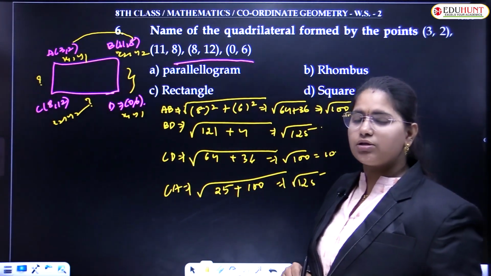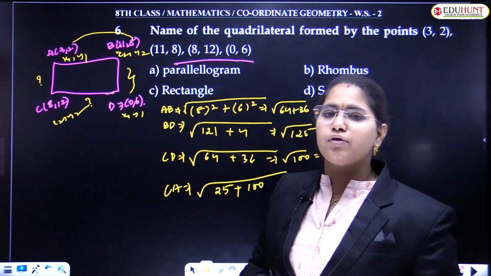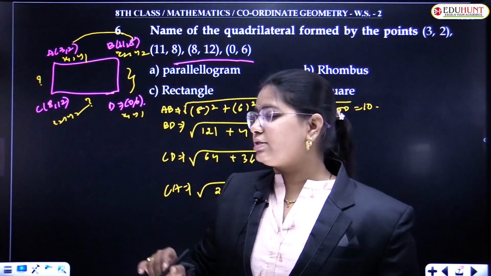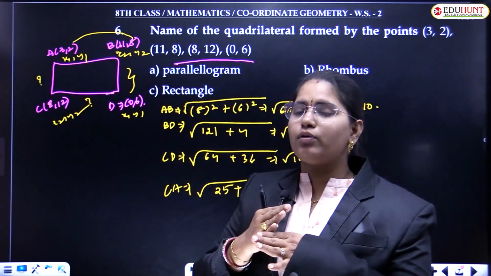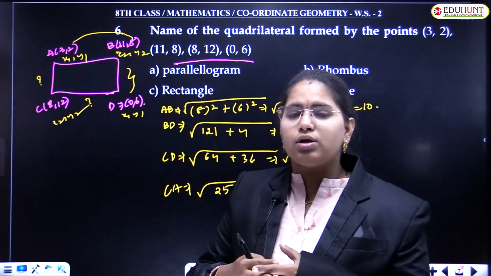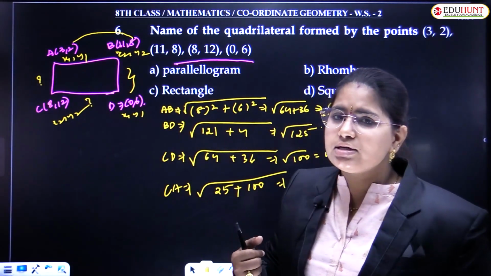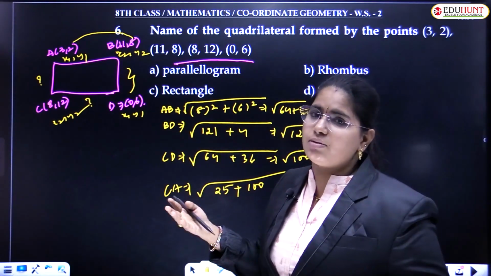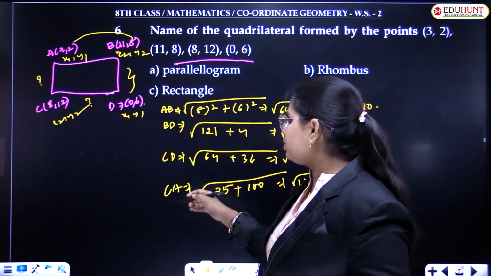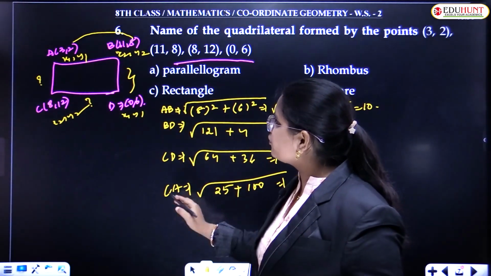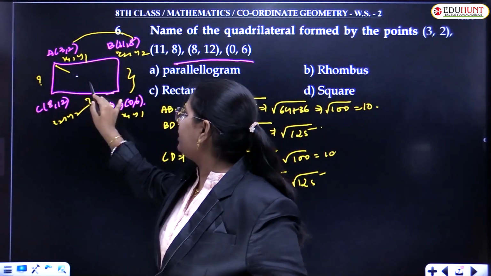So we are done with calculating the sides of the quadrilateral. Now what are we left with? We are left with the diagonals. So let's also calculate the diagonals, so that we can come to the conclusion what type of quadrilateral it is. Okay, the first diagonal is AD, correct?